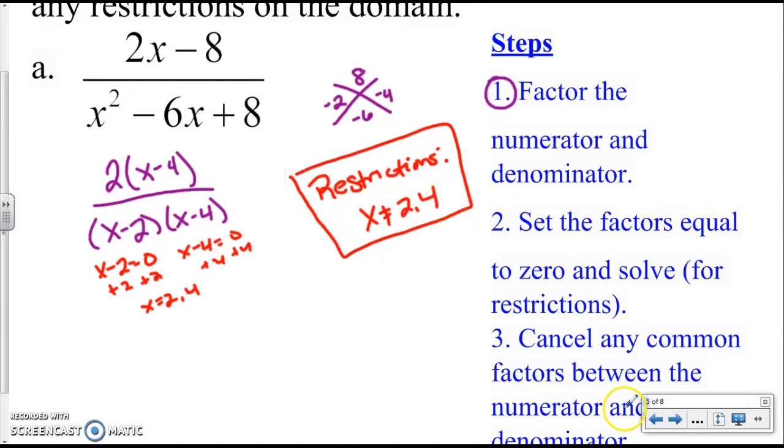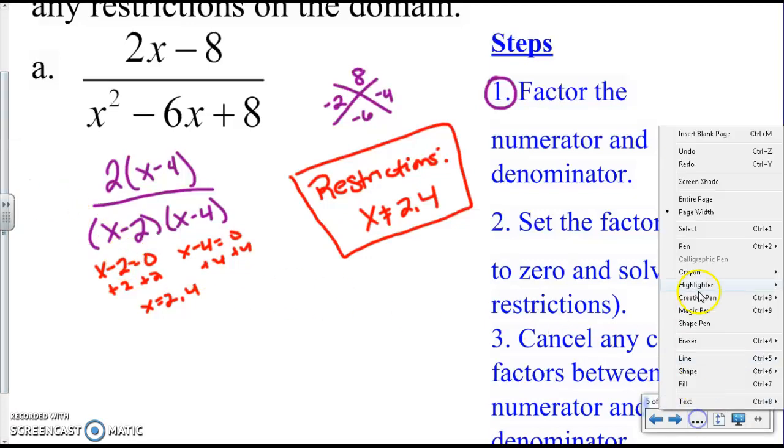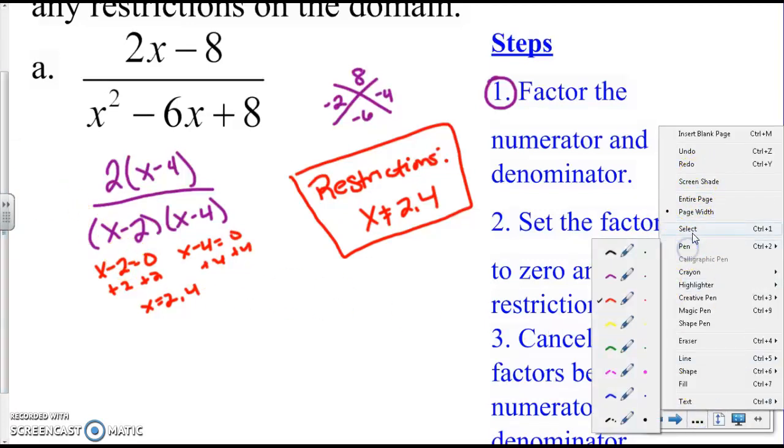And then to simplify, it's actually really easy. Anything that you have in common between the top and the bottom, and I'm actually going to move some of this around here.